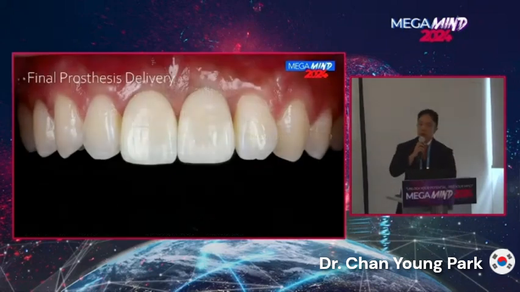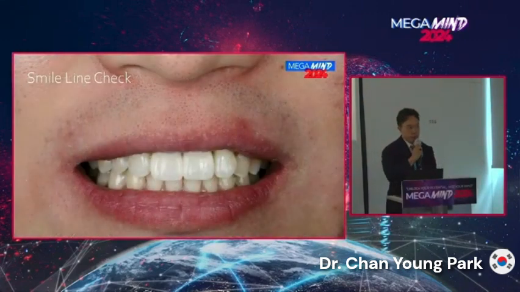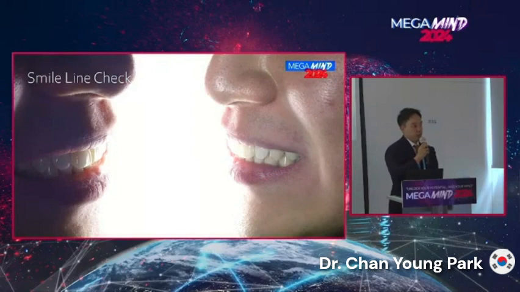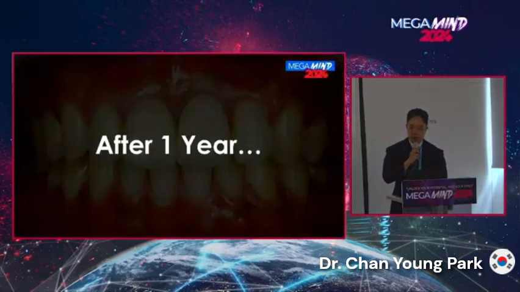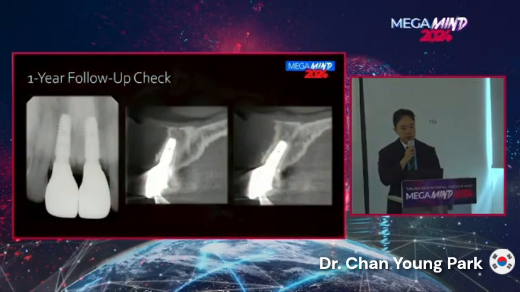So we can see that all the final prostheses were delivered with stable occlusion in check, and the smile line blending with the facial features. The patient was overall satisfied with the results. And after 1 year, the patient came back for a recall check, and we can see that all the crowns and the peri-implant tissues are well maintained. And we can also check that the implants were well osseointegrated inside the bone.